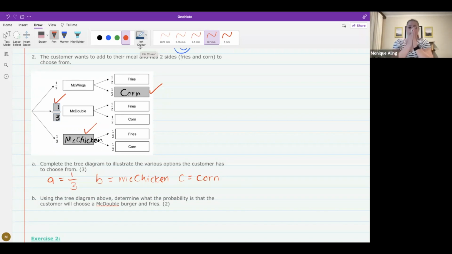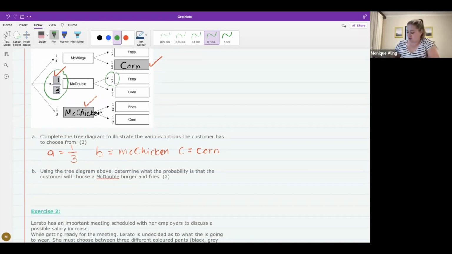Okay, so there's 2 ways you can do it. I know that fractions have been thrown in the mix here. So the first way you can do this is by saying the McDouble burger fraction, which is 1/3, times by the fry fraction, which is 1/2. And you can just times those 2 fractions. So it'll be 1/3 times by 1/2. Okay, so that's a new way to do it.